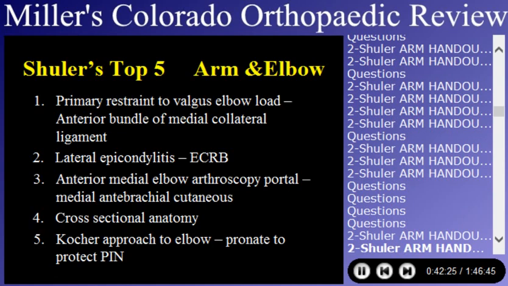Top 5, arm and elbow. Primary restraint to valgus elbow load, anterior bundle, medial collateral ligament. Okay. Lateral epicondylitis, extensor carpi radialis brevis. Anteromedial arthroscopy portal, medial antebrachial cutaneous nerve. Always know cross-sectional anatomy and review that. Kocher approach to elbow, you pronate to protect the PIN.